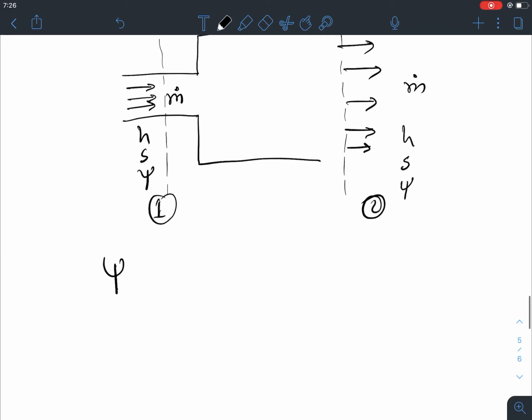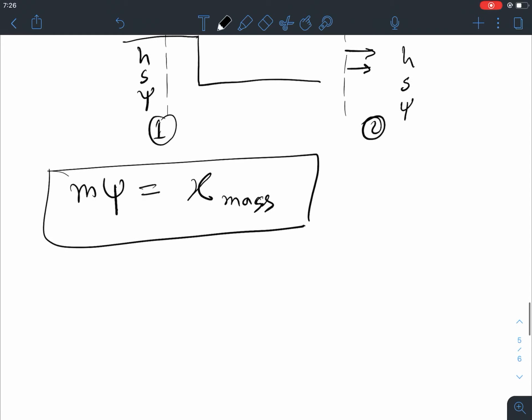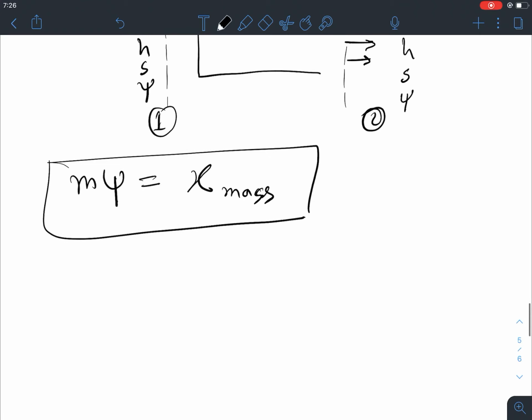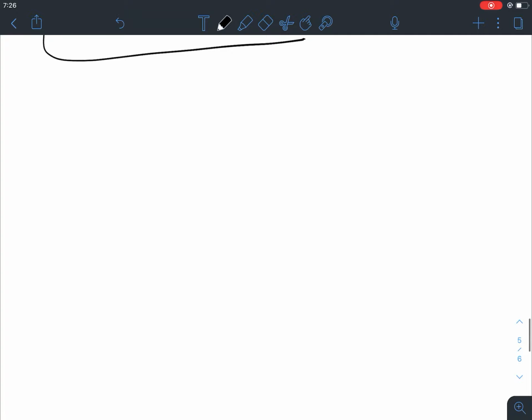Basically the exergy of a flow stream, we express it as psi. When the constant mass flow is coming, we multiply that mass with that psi, and it represents the exergy change or exergy transfer due to the mass. So this is the expression for exergy transfer due to the mass, right? So we talked about the exergy change due to work, heat, and mass.